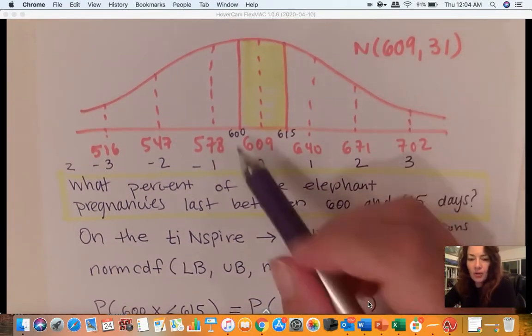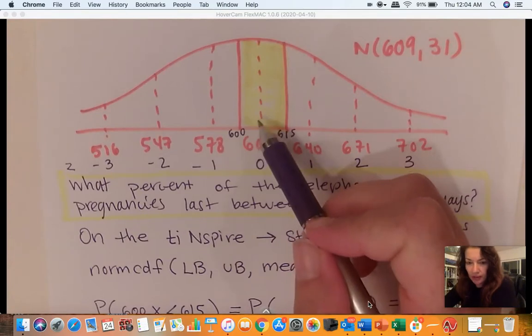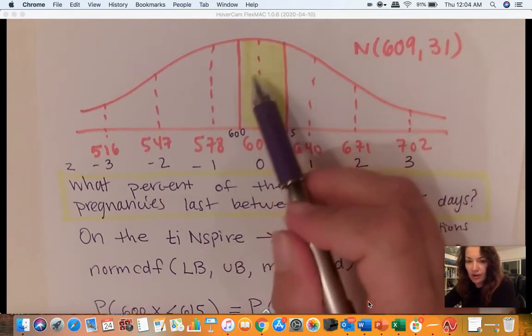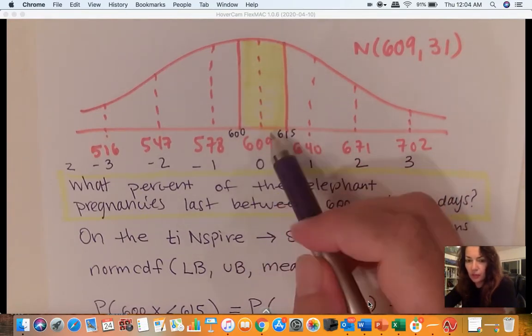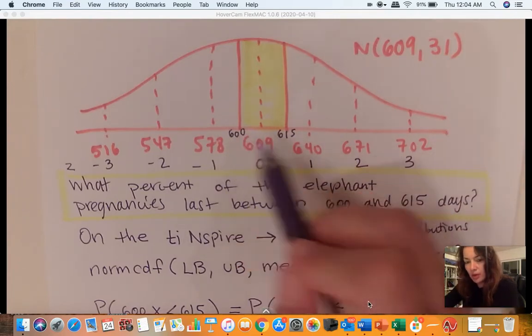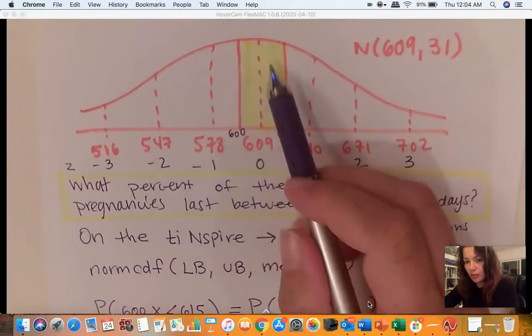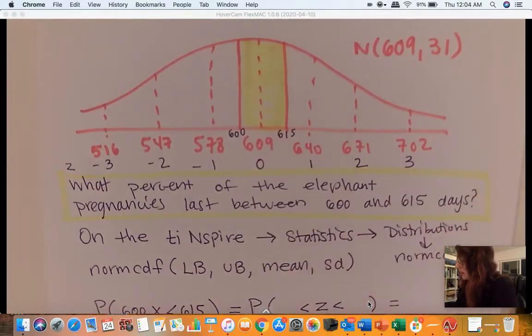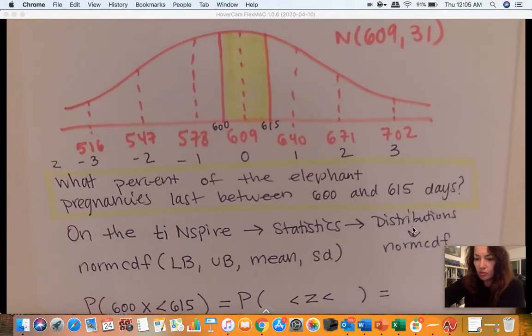So I'm going to use the calculator and show you how we can find the area between two values. Because if you were to use a z-score table, you would need to find the z-score here and then the z-score here, and then subtract the areas, which of course you should know how to do, but I want to show you how to use the calculator. So using the calculator, we're going to go to statistics. Under distributions, we have something called norm CDF. I'll show you what that looks like.